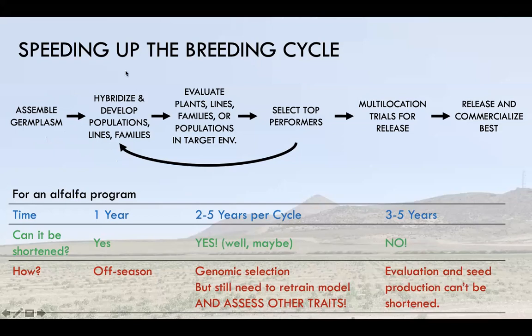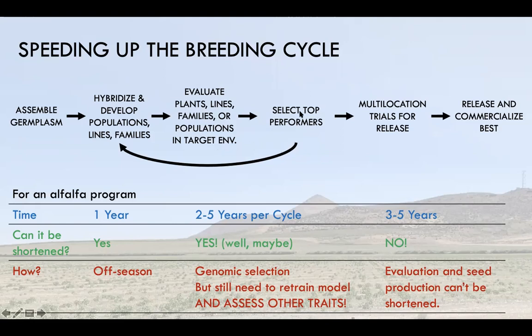What can we do about developing populations or developing families or lines? In alfalfa, it will take a season, probably a summer if you want to produce a lot of seed. If you don't need a lot, you could do it in the off season. So that's one way to move things ahead. If you're developing lines in another crop, of course, you could develop doubled haploids or something to move the process along faster and save a little time. We get to the evaluating of plants and so on, and looking at selecting top performers.